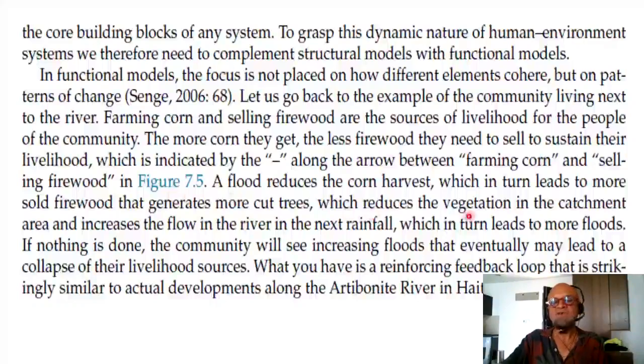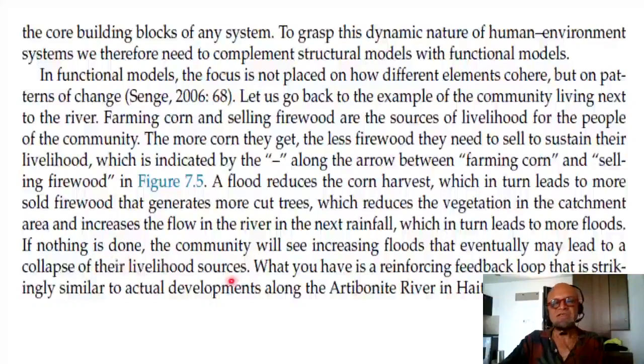A flood reduces the corn harvest, which in turn leads to more sold firewood that generates more cut trees, which reduces the vegetation in the catchment area and increases the flow in the river in the next rainfall, because you have reduced the hydrologic structure and groundwater absorption and the slow flow of the water when you have a lot of trees versus bare soil, or grassland versus tall trees, and so on. This in turn leads to more floods if you destroy the land part or the forest, which is a good barrier to flooding.